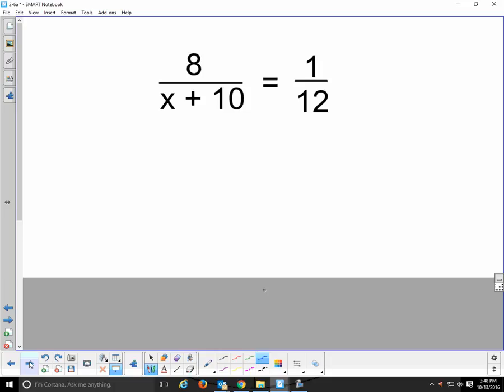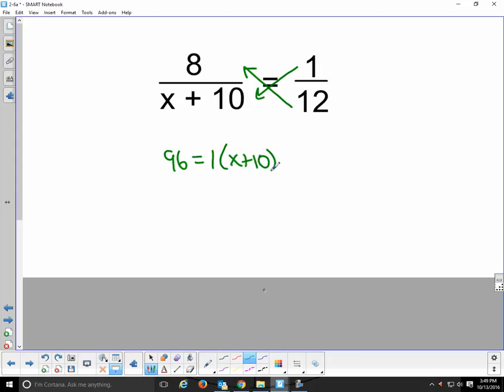So there's a couple ways we could do this. We could think about it back to the original idea of equal fractions, and that it would work that way. Well, let's use this cross multiplying method that we have. So I'm going to do 12 times 8. I'm going to get 96. And I'm going to do 1 times x plus 10. But I'm going to write that out. 1 times (x plus 10).